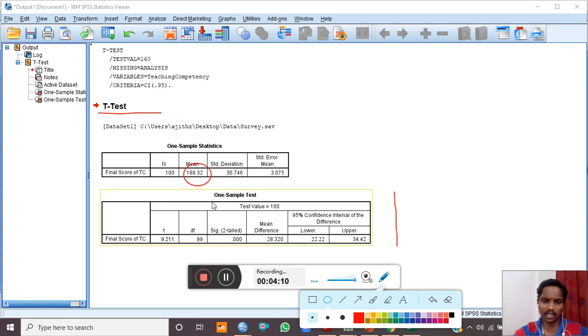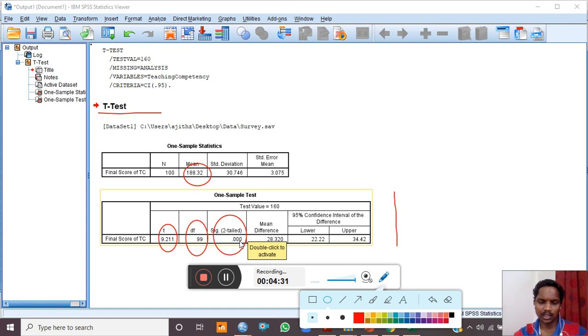we have to see the second table, which is the one sample test. We will see the t value. This is the t value. This is degrees of freedom, then significance. We will see the significance value. We will see only these three values.